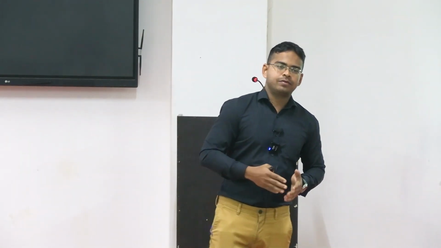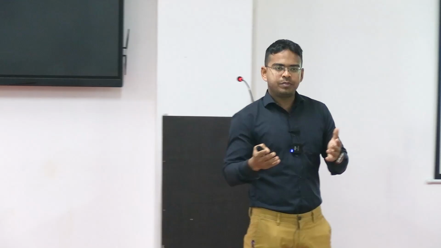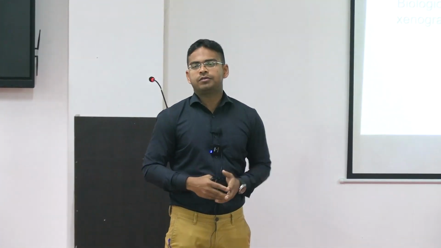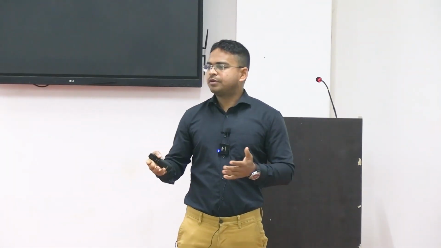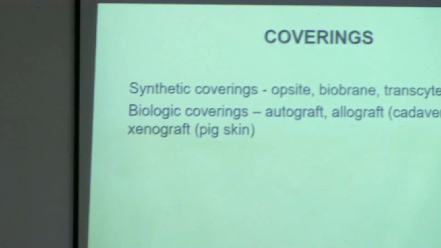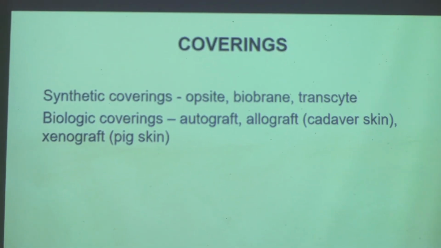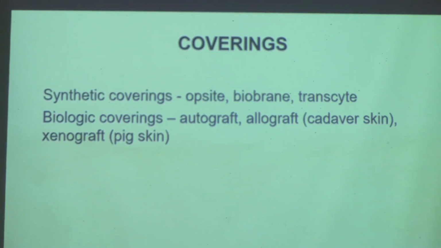If it's between different species, it's called Xenograft. If it's from the same species, it's called Homograft. And if the patient is supplying it himself or herself, it's called Autograft. So it's self-explanatory. Then these synthetic coverings, these are basically your artificial skin. Opsite, Biobrane, Transcyte, these are the brand names being used. Of course, these are extremely costly, so not used everywhere.